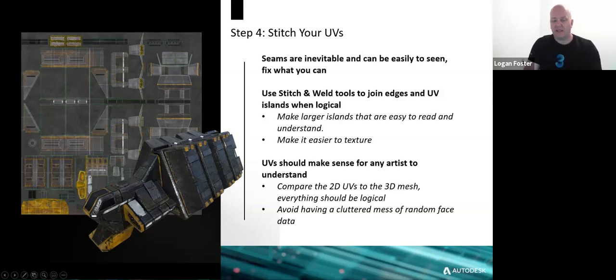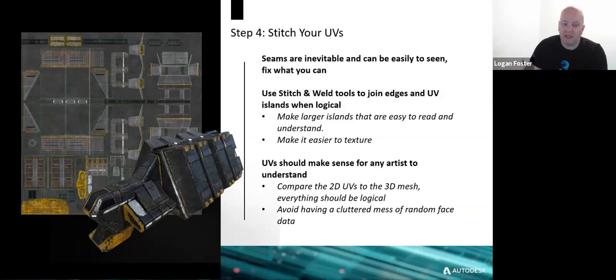One of the ways that you can do this that makes a lot of sense is using this stitching function that exists inside of 3ds Max. You're basically just looking for common or shared edges, and you're trying to reattach UVs together so that they make much more logical chunks that a person can understand.